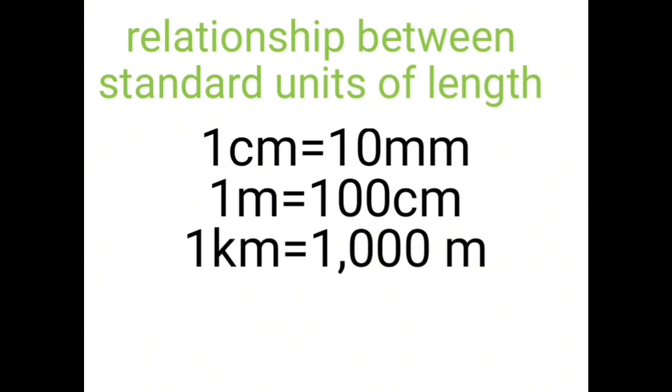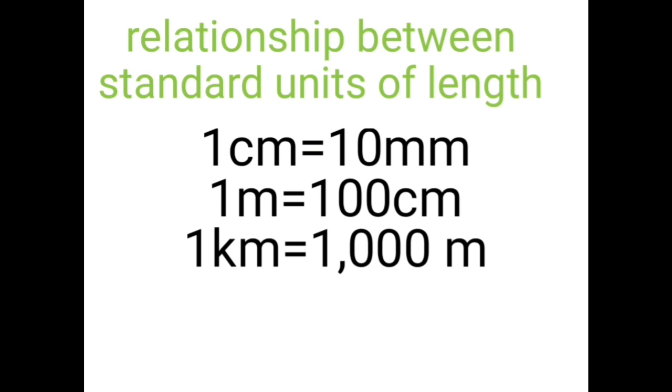For example, when you want to convert 7 meter to centimeter, first you have to write the number itself, that is 7. Then you have to add 2 zeros after 7.